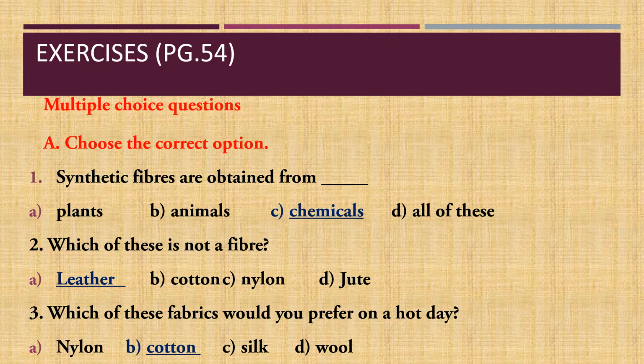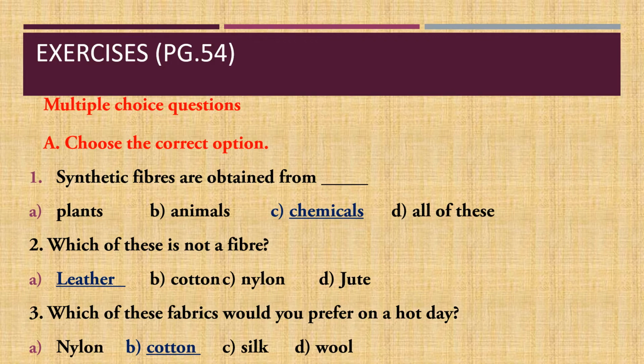Question 2. Which of these is not a fiber? A. Leather, B. Cotton, C. Nylon, D. Jute. Materials were made from fine hair-like strands called fibers. Cotton and jute are examples for plant fibers. Nylon is an example for synthetic fiber. Leather is not a fiber. Answer option A, leather.